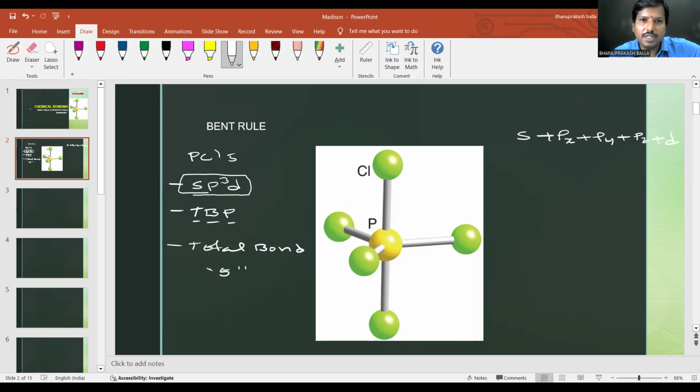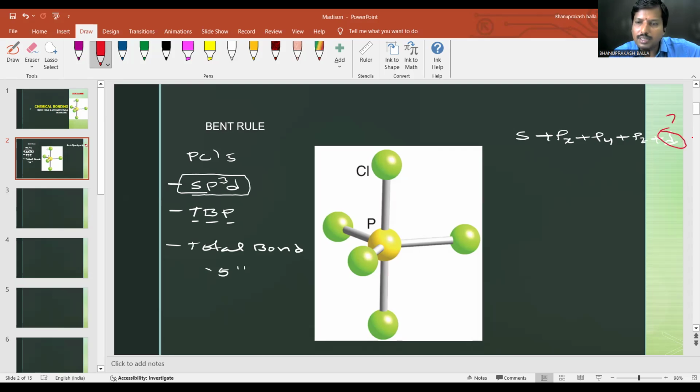So my question, which d orbital is involved? In total there are 5 d orbitals: dxy, dyz, dxz, dx square minus y square and dz square. Out of these, which d orbital is involved in the sp3d hybridization? Once we go to the structure, out of 5 bonds, 3 bonds are in the plane. These 3 bonds are in the same plane.